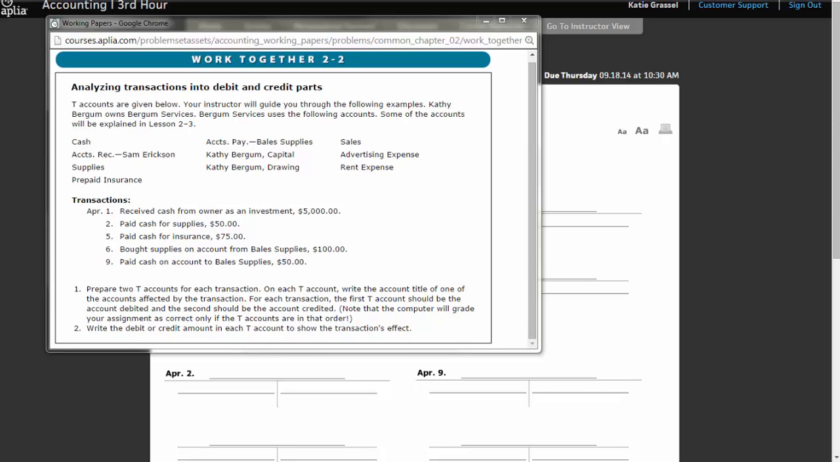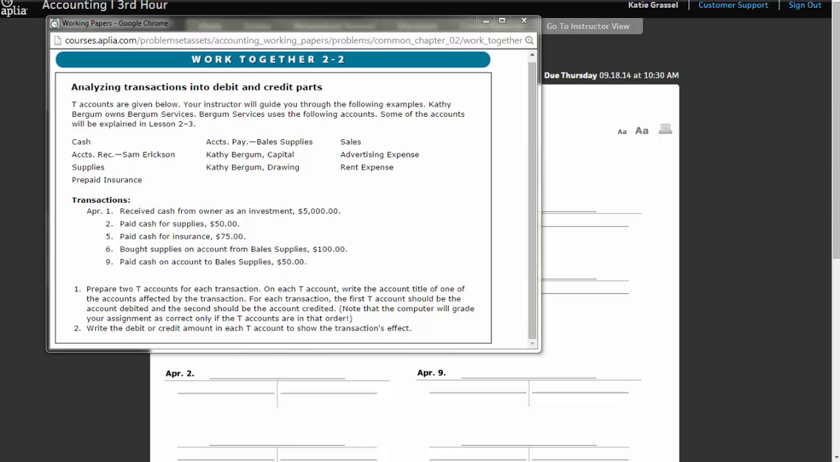Okay, so I have my directions open for Work Together 2-2. Let's listen to the directions before you start filling things in, because you can very easily get something wrong here, since you don't know how Aplia is going to grade it. And that's one of the things I need to talk to you about on assignments: Aplia will go through and there's only one correct answer.